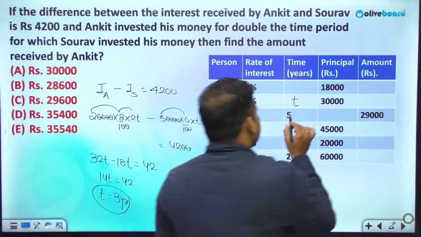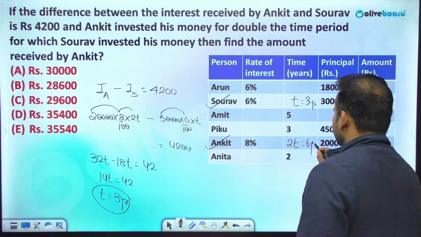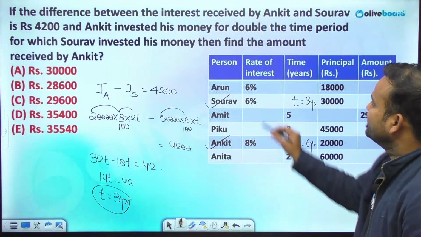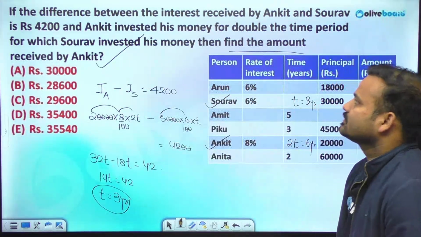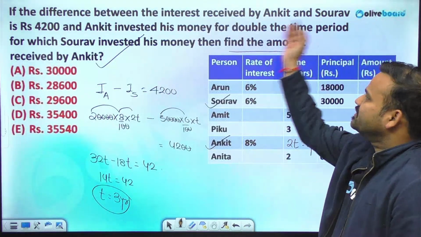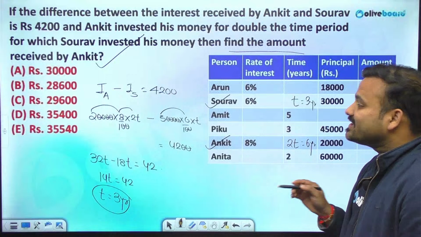So for Saurav, tenure is 3 years, and for this person, tenure is 6 years. The question asks, find the amount received by Ankit. Is it compound interest? It's not mentioned as compound interest, so basically this is a question of simple interest. So what is the amount Ankit is receiving?